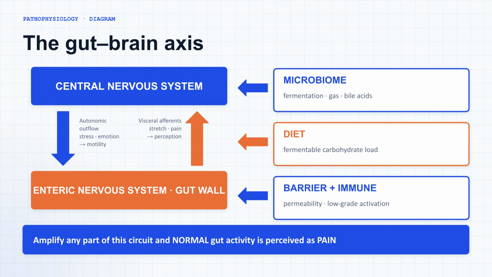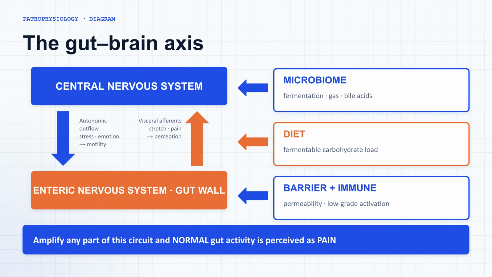Follow the loop on the screen. Start at the top. The brain sends signals down through autonomic pathways to the gut. Stress and emotion travel on that same wire. Follow the arrow down to the gut wall. Here, the enteric nervous system controls motility and secretion, largely on its own. Now follow the arrow back up.